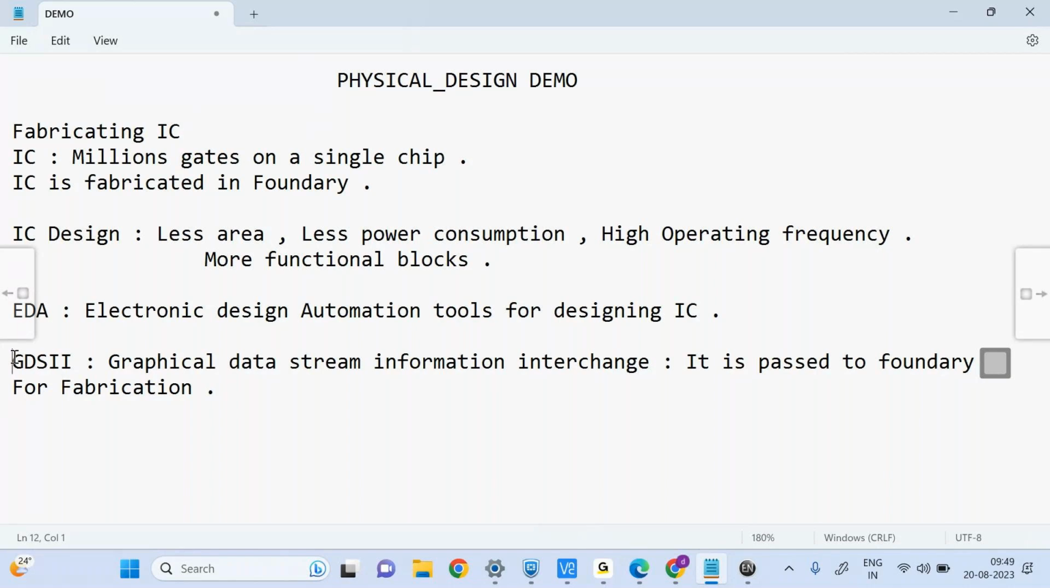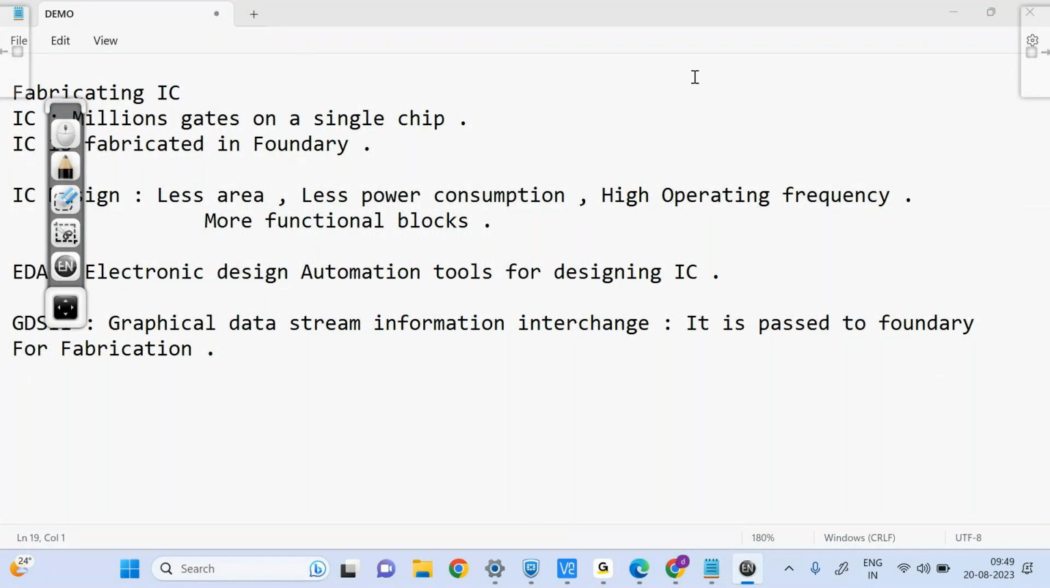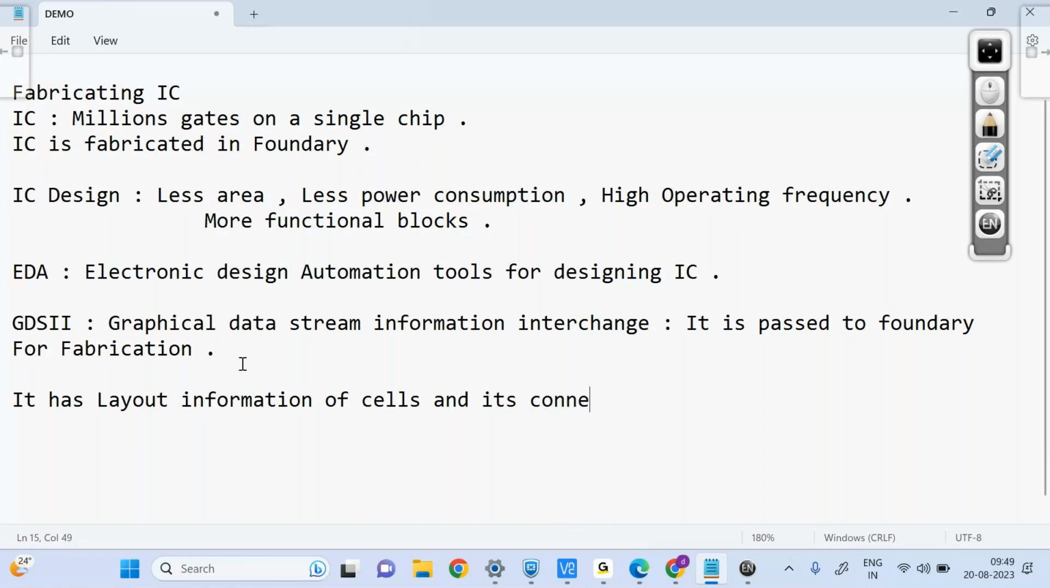So my question is, what does this GDS contain? GDS has layout information of cells and their connections. I think everyone knows what layout is. What does a layout have? For example, I'll draw one simple layout here.